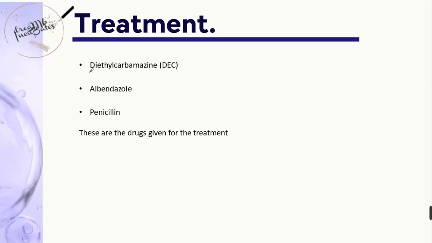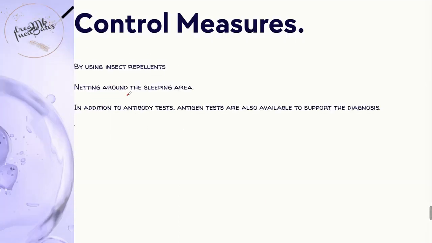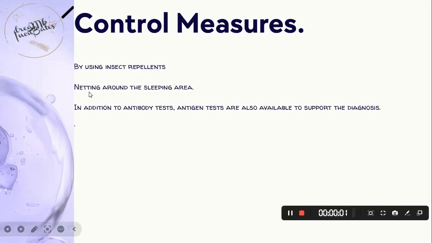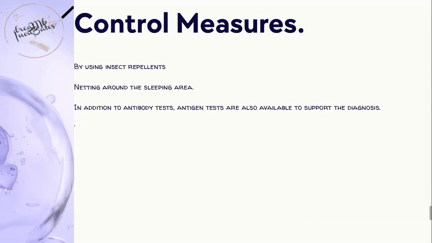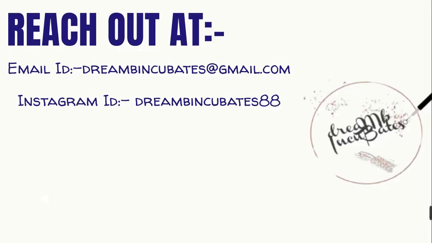Treatment includes drugs such as diethylcarbamazine; penicillin or albendazole is also recommended. Control measures involve the usage of insect repellents against mosquitoes. Also, netting around the sleeping area is recommended. In addition, certain antibody or antigen tests are also available, which help in the diagnosis and eradication of the disease. Hope you guys understood filariasis.